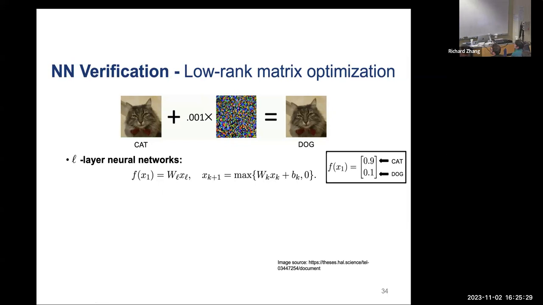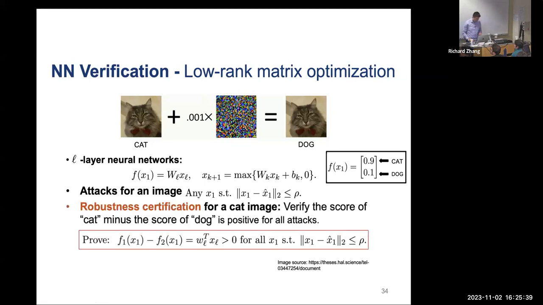If the element for cat is bigger than the element for dog, then it thinks it's a cat, or vice versa, right? And then if I can perturb the input a little bit and change this to be 0.1, 0.9, then it thinks it's a dog. So you're trying to guarantee that it's going to be robust by proving that you can't do this. So you prove that the gap between cat and dog will always be positive for any small perturbation, okay?